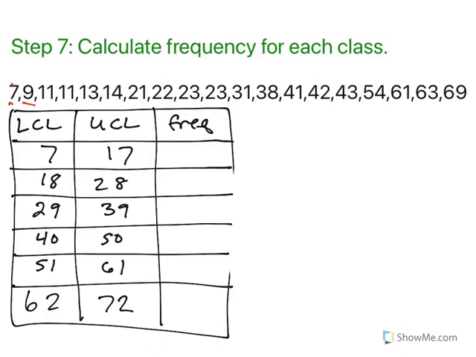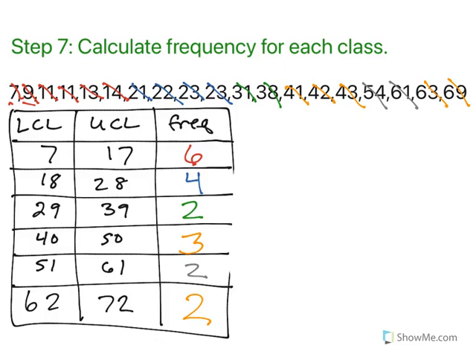Between 7 and 17, I have 1, 2, 3, 4, 5, 6 numbers. Between 18 and 28, I have 1, 2, 3, 4. Between 29 and 39, 1, 2. Between 40 and 50, 1, 2, 3. Between 51 and 61, 1, 2. And between 62 and 72, 1, 2.